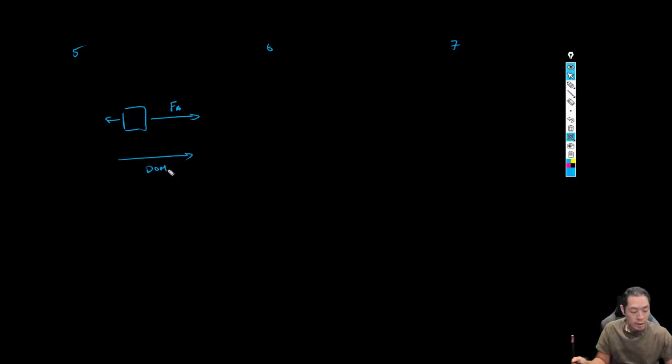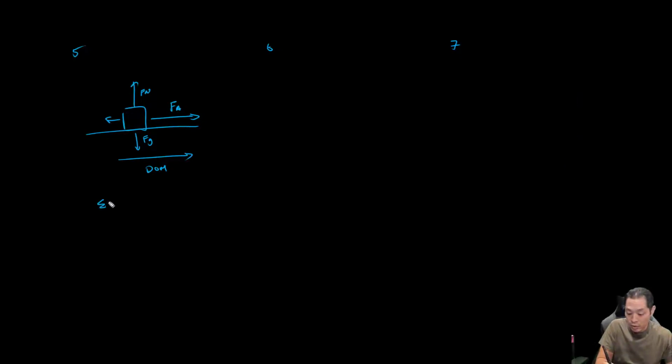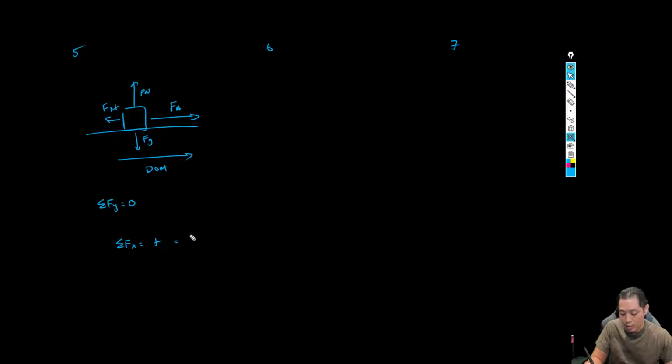There's 2 forces as well because it is on the ground. You have force of gravity and force normal. It's not moving up or down, so sum of all forces in the y direction should equal 0. Sum of all forces in the x direction should be positive, or to the right, because force applied is bigger than force of kinetic friction. So if you wanted to write it out, it would be force of kinetic friction plus force applied.